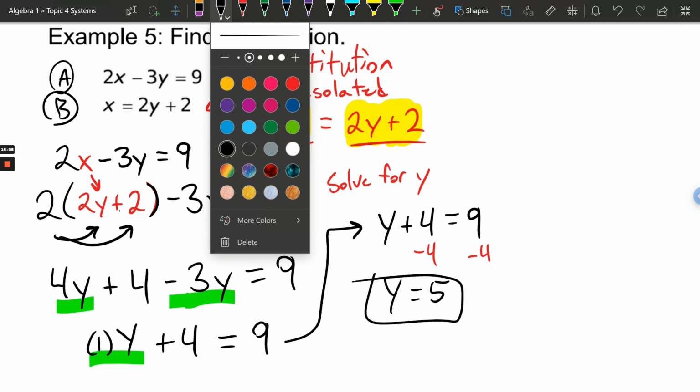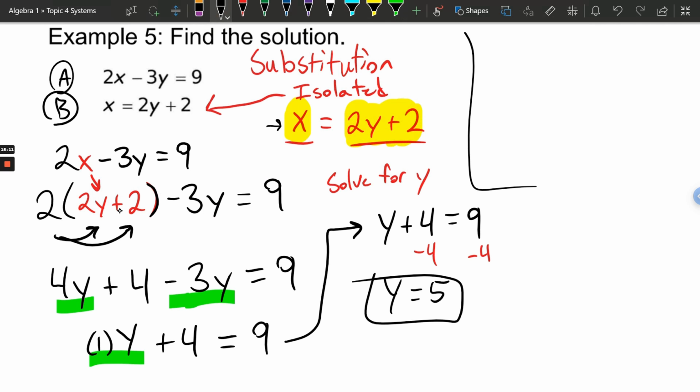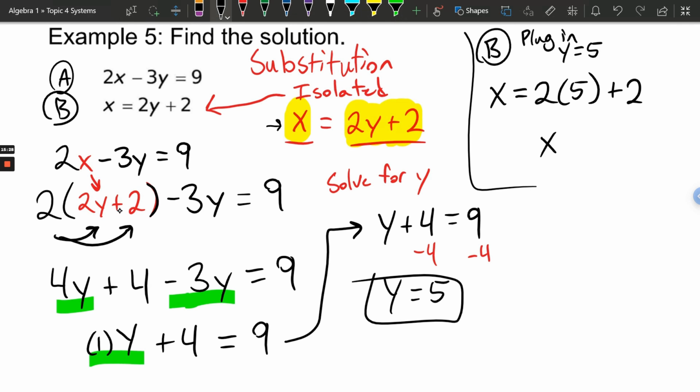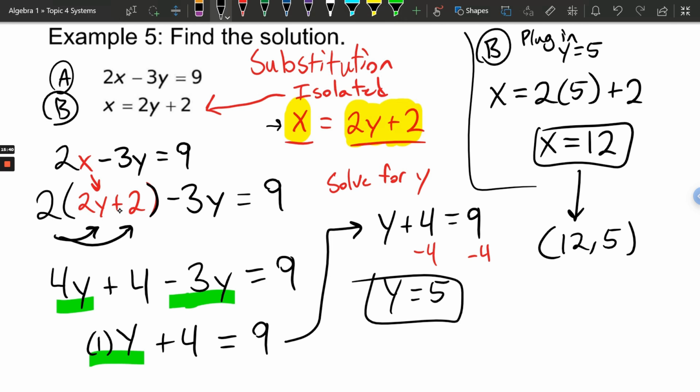To get the other half of my answer, I'm going to use equation B, and I'm going to plug in y equals 5. So we have x is equal to 2 times 5 now, plus 2. Really quick, 2 times 5 is 10, plus 2 is 12. So we get the other half of my coordinate. Oops, make sure to write it the right way, (12, 5). Okay, both of my coordinates come together to make that one final solution.